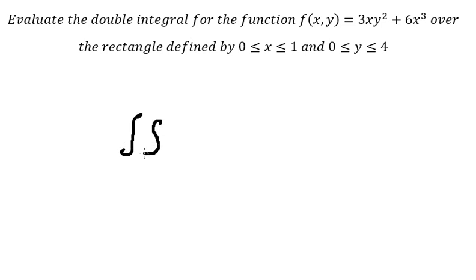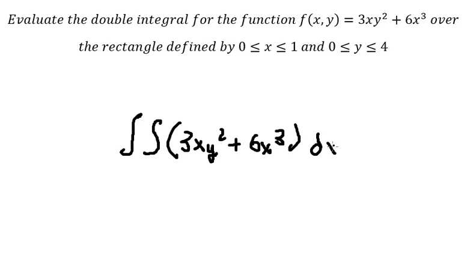We put the bounds of dx and dy. About dx, that should be from 0 to 1. About dy, that should be from 0 to 4.